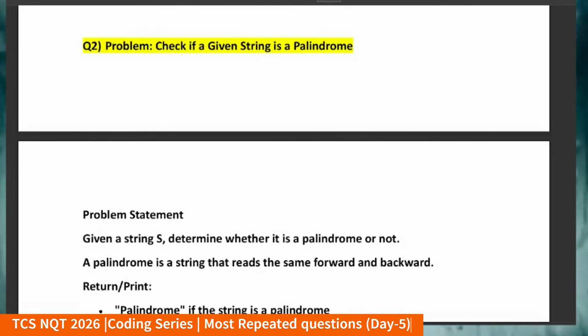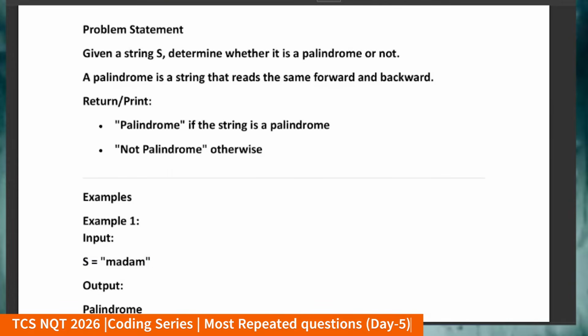So yeah, coming to the question. Given a string s, determine whether it is a palindrome or not. A palindrome is a string that reads the same forward and backward. Means if you read it from forward and backward, then it will read the same. For example, madam. If you read from forward, it is madam, and also from backward, madam. If I say ram, and if I read backward, then mar. So that is not a palindrome, because that is not equal.